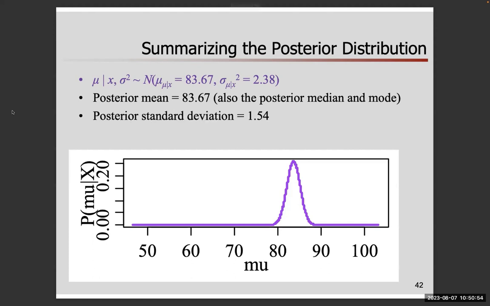I have uncertainty about that. That's captured by the spread of that distribution, which captures my uncertainty to some extent. I could express that in the variance as 2.38, or the standard deviation is 1.54.